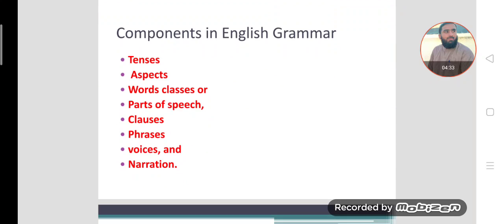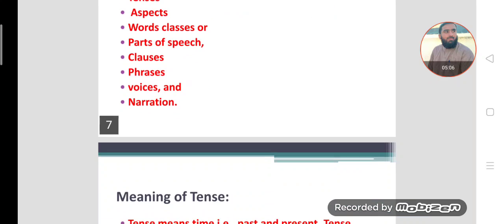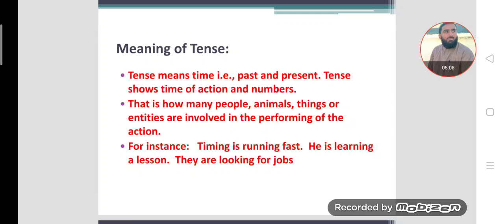These approaches are the main components of English grammar. We have tenses, aspects, word classes or parts of speech. Yes, word classes and parts of speech are one and the same thing. For parts of speech we have another name, word classes. Then we have clauses, phrases, voices, and narration. These are the important major approaches in English grammar. So in today's lecture, we are learning tenses and aspects.